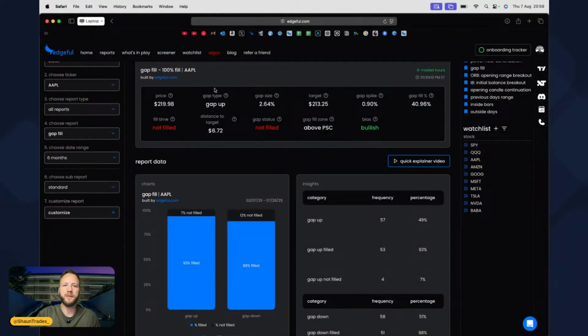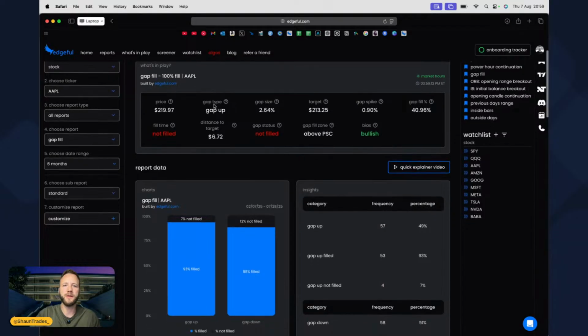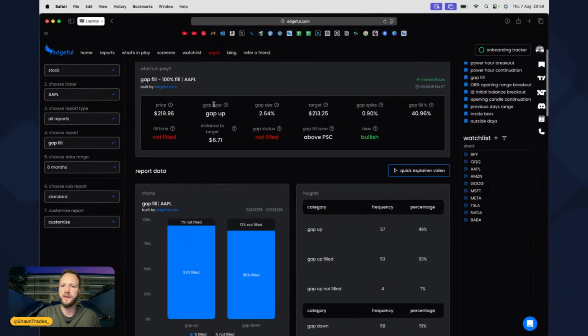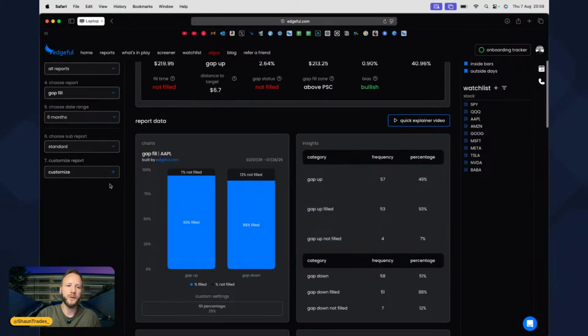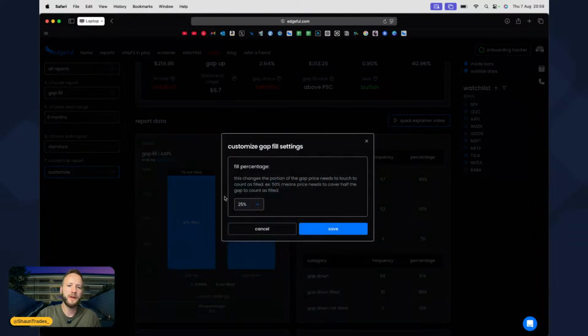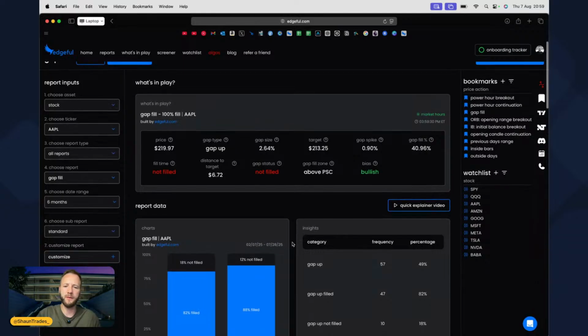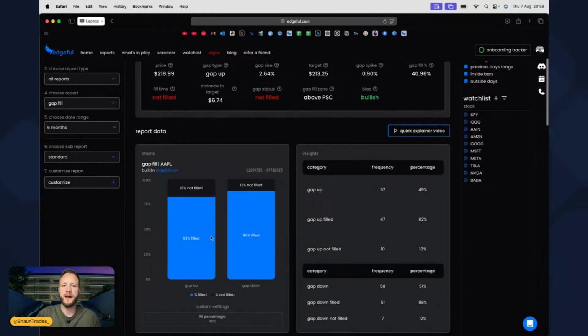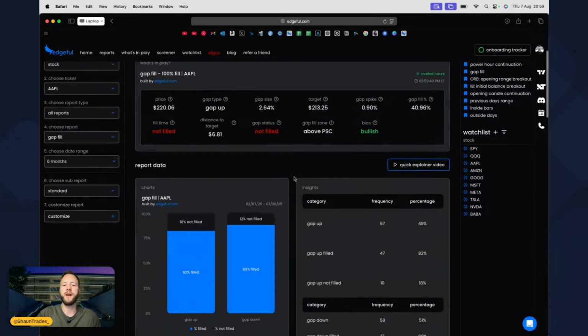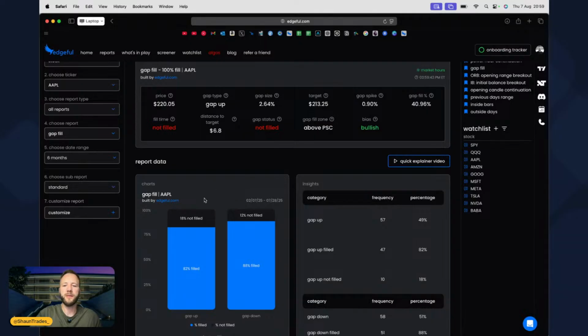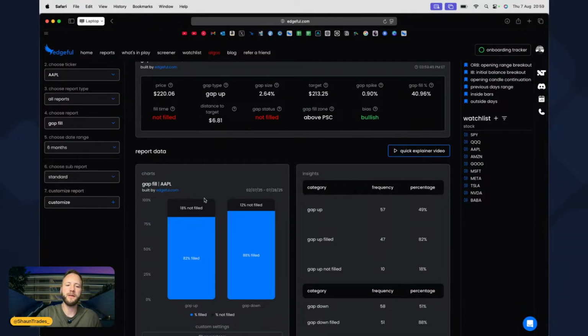This is the overall gap, 100% fill data, just to make you aware there. Does it say how much? Yeah, so gap fill 40%. And we've got 25. What we want to do is move that to 40% because that's what's happened. I hope you're following me here. If not, rewind a bit, watch it again. And this has happened 82% of the time compared to the 18% not filled, which is just great. You just know that in the last 6 months, every time this has happened, it's come back down and filled the gap.